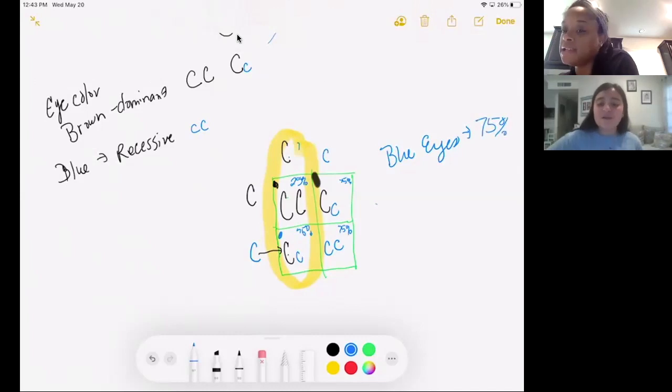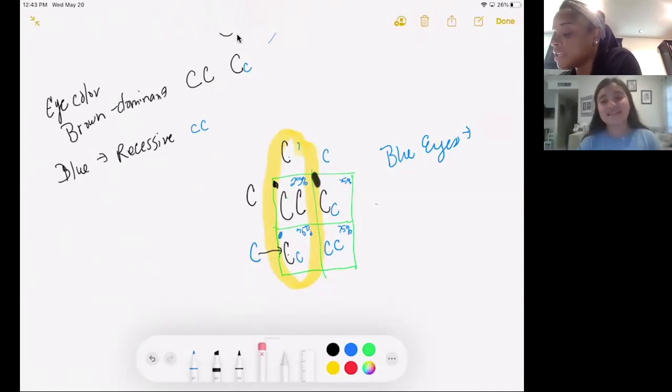So the probability that their kids will have, you're so right. I'm so wrong. I just said that all wrong. I'm so sorry. Okay. The probability of those kids having blue eyes, you see one blue eye box, which is lowercase c. I'm sorry. So that is 25%. You're absolutely right.